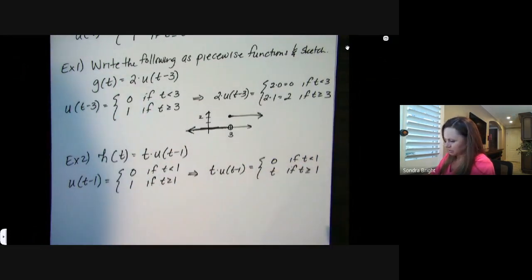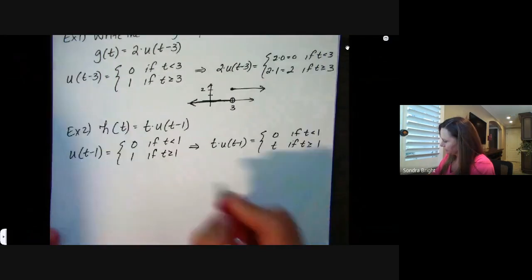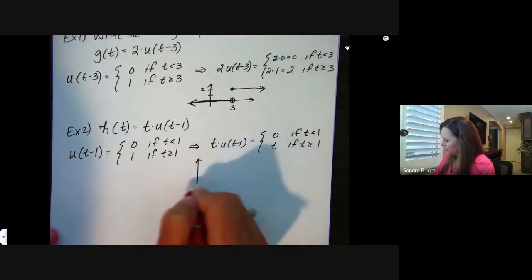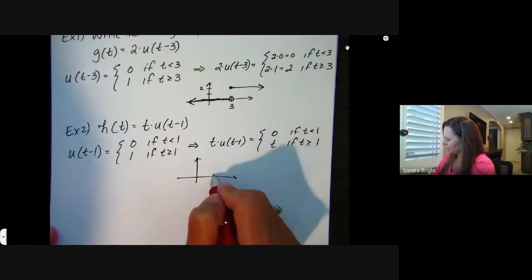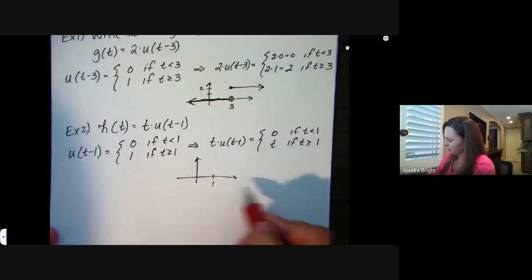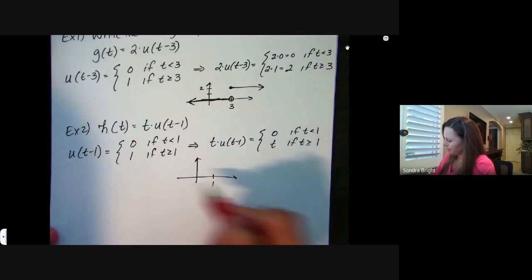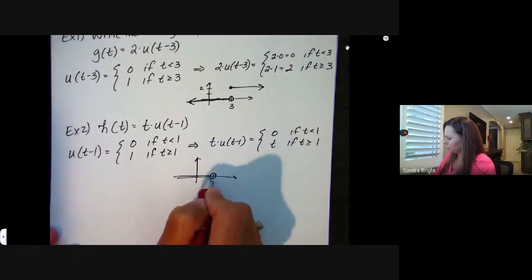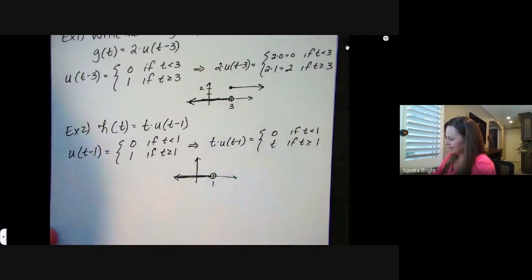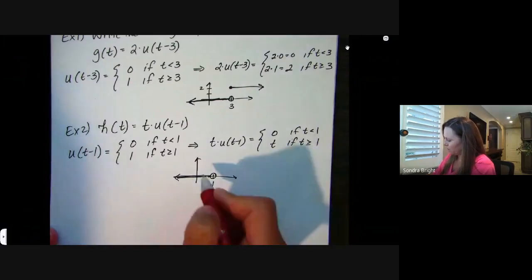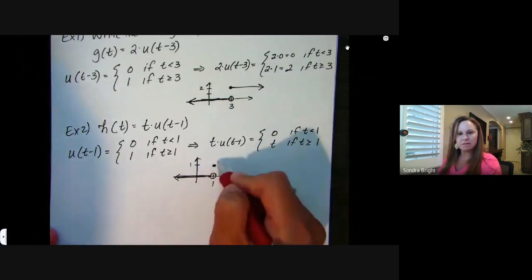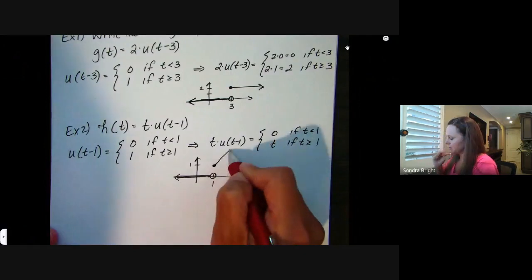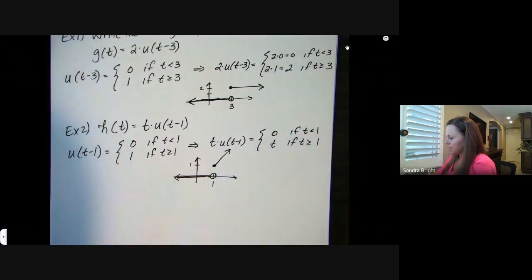And what does that sketch look like? So we're changing at 1. So if here's 1, so I should have made it smaller. It's 0 if it's less than 1, so open dot and 0. And then greater than or equal to 1, it's t. So when it's 1, it would be 1. And then it's got a slope of 1. So it'll just go up like that. That's what the graph looks like there. Okay. Next one's a little more complicated.